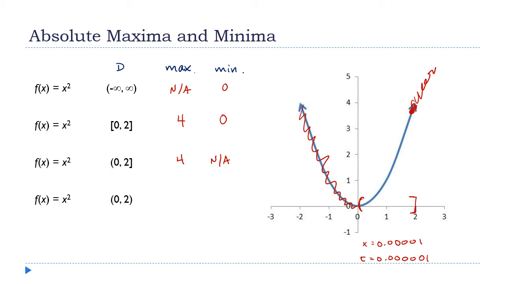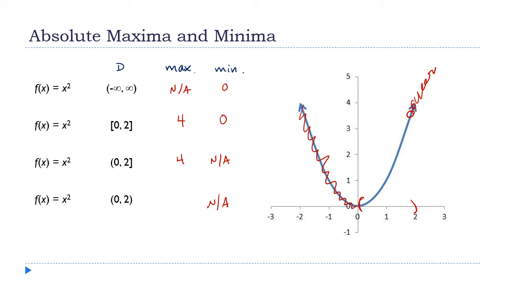0 and 2, and now I'm not going to include that right-hand endpoint either. Right? I'm going to take this out. So that's not a filled-in circle anymore. It's an open circle. And now what? Well, now I have the same problem on both ends. Right? There's still no minimum because I have the same problem at 0. And now I have the same problem at 2.